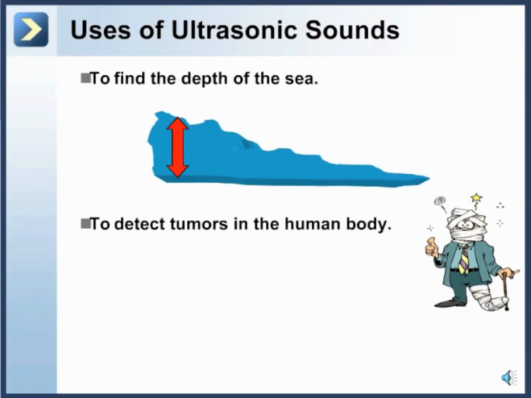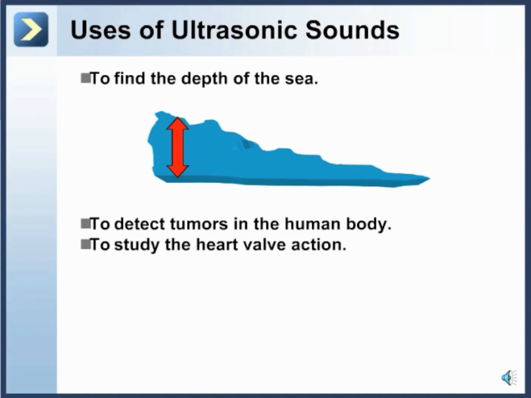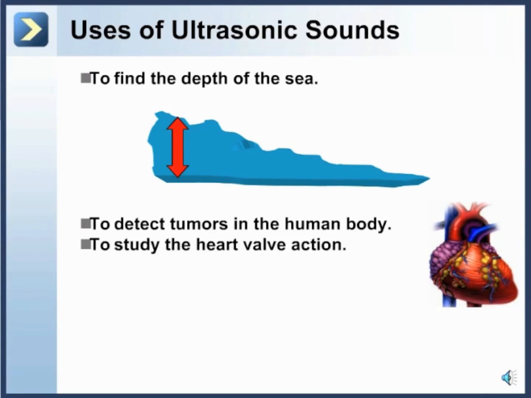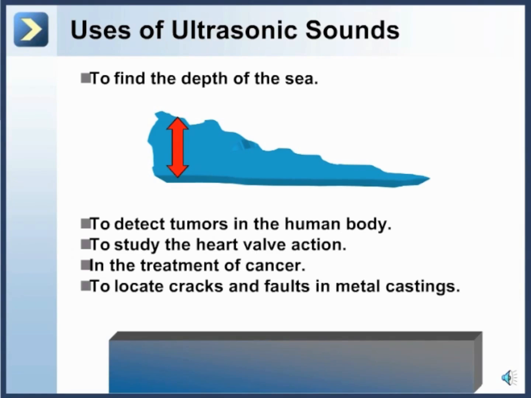Ultrasound can detect tumors in the body. As you know, it's also used to see fetuses in the womb. It can be used to study heart valve action without invading the heart. It can be used to treat cancer. And it can also be used to locate cracks and faults in metal castings. If they're going to build a skyscraper, for example, they need to make sure that the metal girders are without defects, and so they can do ultrasonic testing on all of the metal.